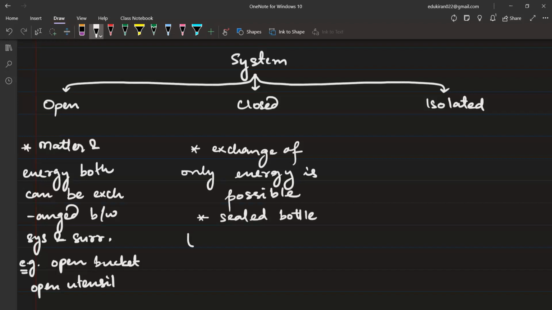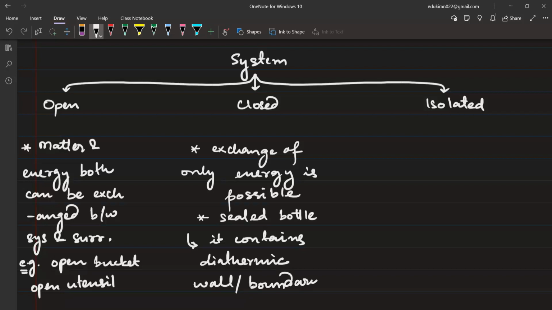It contains a diathermic wall or boundary. Diathermic means it can conduct heat, so that type of boundary is present. And if you have covered some utensil and you are heating it, then obviously it is a closed system in which matter cannot be exchanged, but energy can be exchanged.